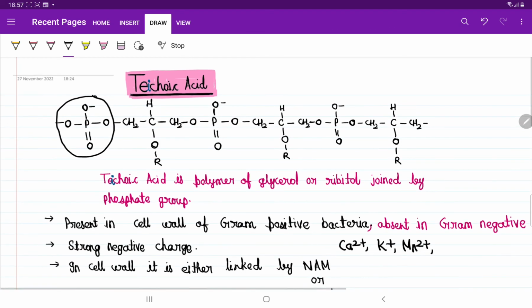So teichoic acid is a polymer of glycerol or ribitol joined by phosphate group. Remaining we'll see in the next video.